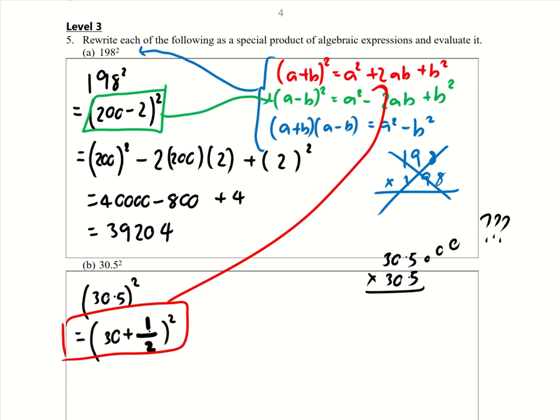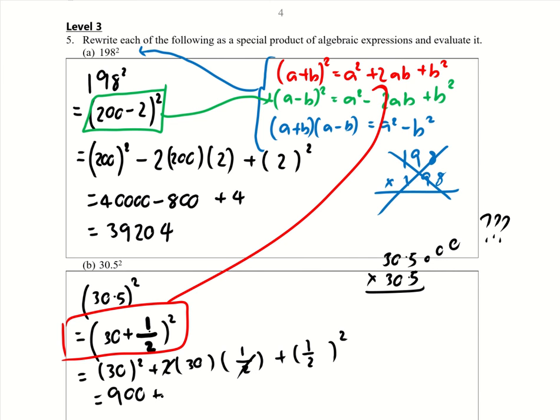So let's expand this using your algebraic product. So I have a squared plus 2ab plus b squared. So a is 30 and b is 0.5, which is half. So you realize that I have 30 squared. 30 times 30 is simply 900. Then 2 times 30 times half. So 2 times half is 1, you can cancel out the 2, so I'm left with 30 alone. And half squared, so the square will go to both 1 and 2. So I have plus 1 over 4.